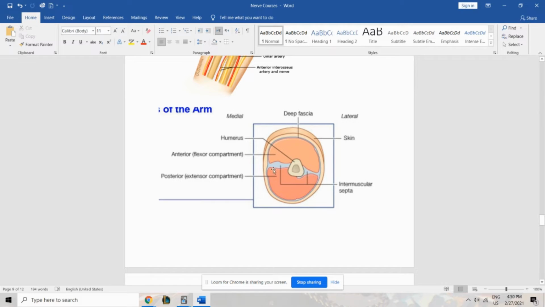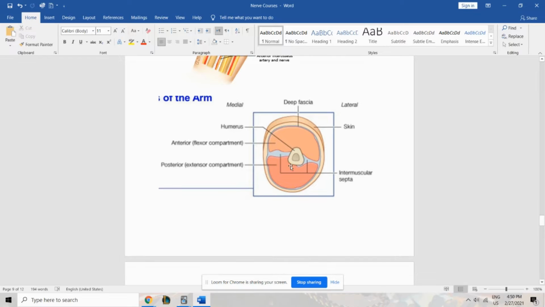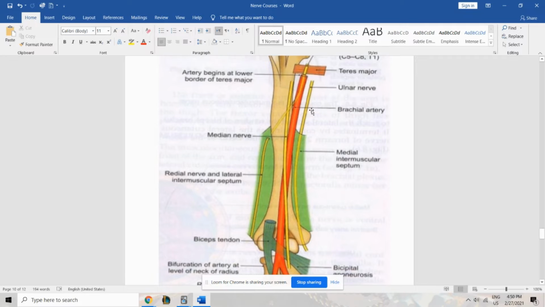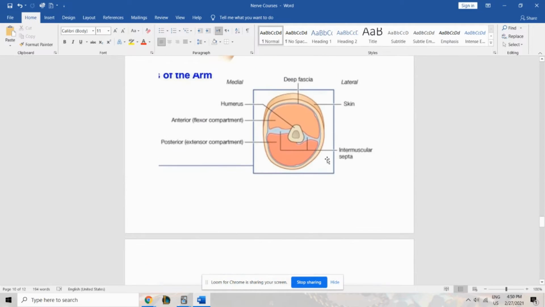Okay, this intermuscular septa is very important right now because we're going to be talking about the ulnar nerve and the radial nerve. Okay, as for the ulnar nerve, what we need to know about it is that it starts off in front of the intermuscular septa, the medial one. Okay, so there's two intermuscular septas. One is lateral, this is the medial one, and this is the lateral one.